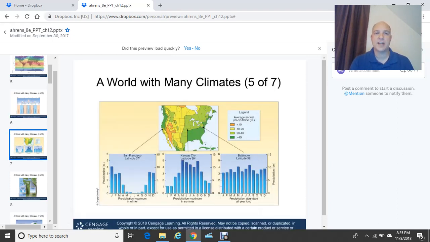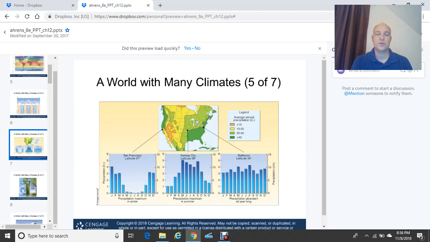Moving on to the next slide, we chose various locations across the United States. We're showing you San Francisco, California, Kansas City, Missouri, and then Baltimore, Maryland. All three cities are located at almost the same latitude. San Francisco is at 37 degrees north latitude, Kansas City 39 degrees, and Baltimore, Maryland 39 degrees north latitude. And what I'm showing you is the precipitation bar graphs.